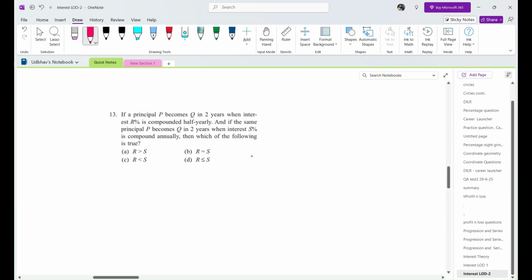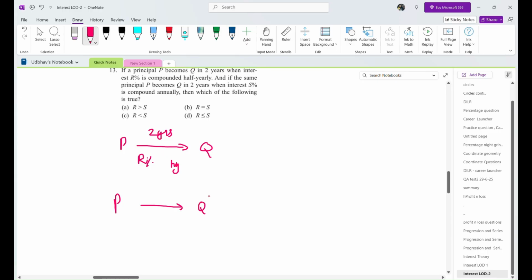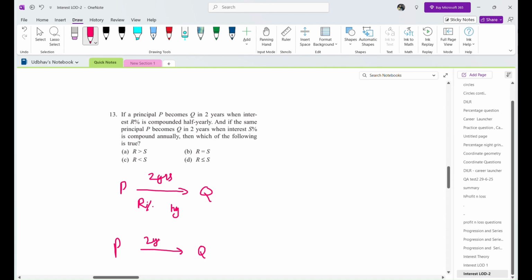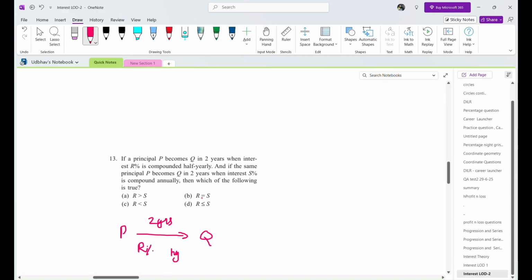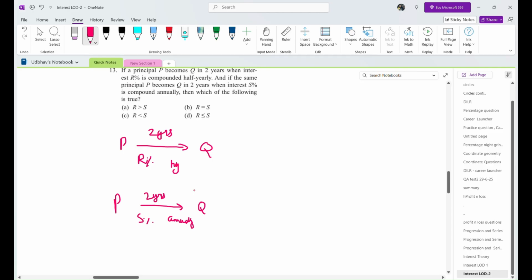Next question. If a principal P becomes Q in 2 years when R% is compounded half yearly, and if the same principal P becomes Q in 2 years when S% is compounded annually, then which of the following is true?